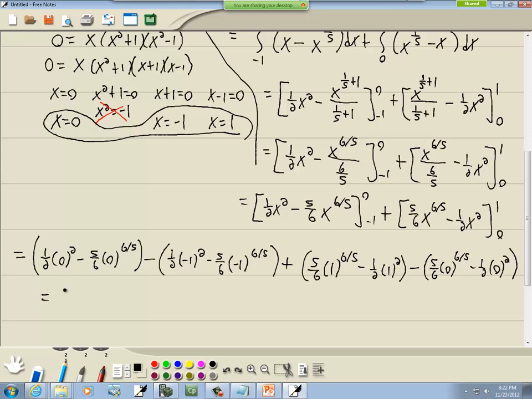Negative 1, this is negative out in front. Negative 1 squared is positive 1 times 1/2 is 1/2. Now negative 1 to the 6/5. I could plug this in my calculator and see it. But basically, since it's to a fractional power and my number on top, the 6, is even, that means this can become positive 1. So this is minus 5/6. Over here, these zeros drop away. So 1 to any power is 1 times 5/6 is 5/6. 1 squared is 1 times 1/2 becomes 1/2, so we got minus 1/2.